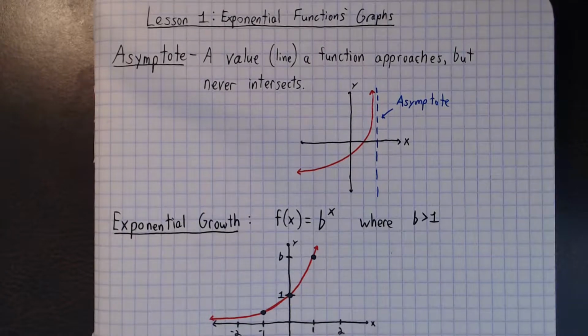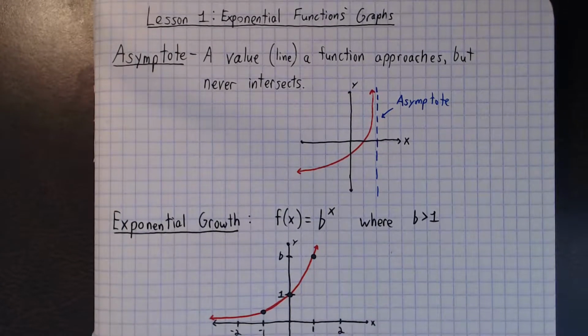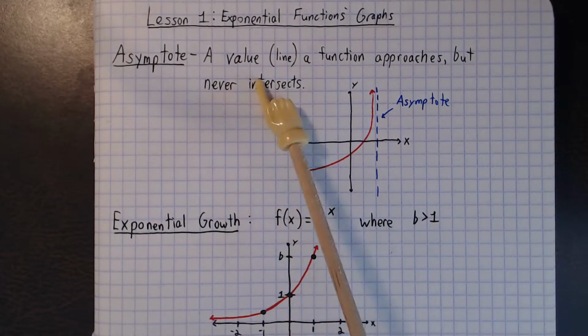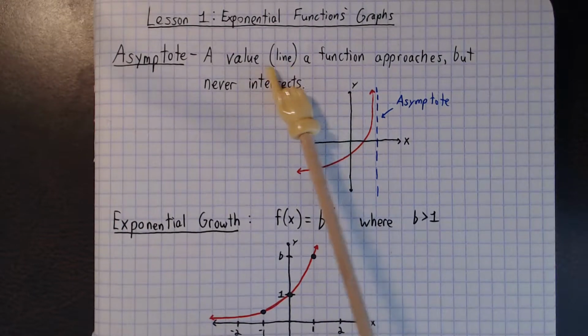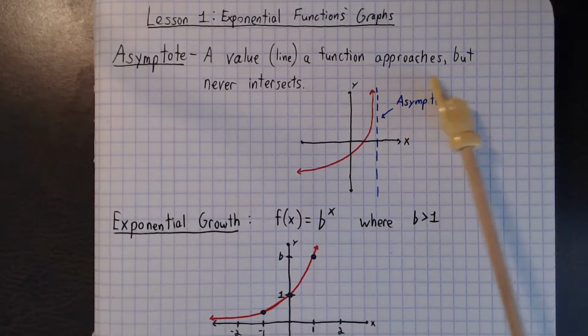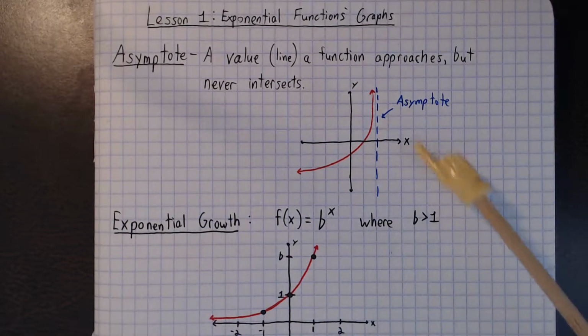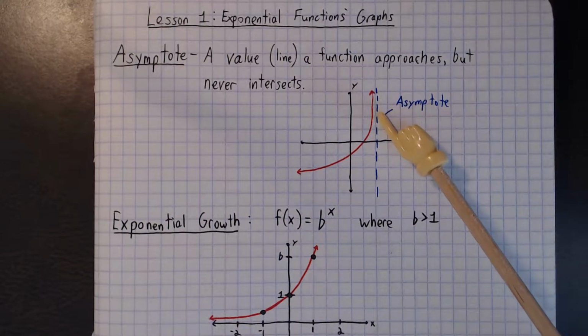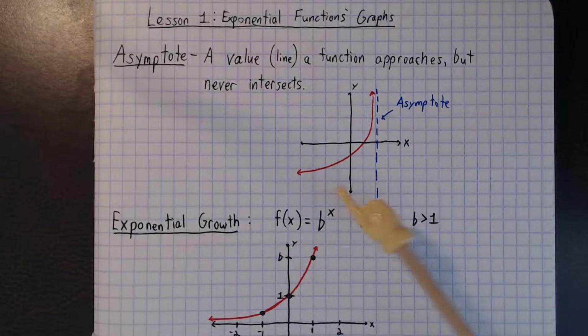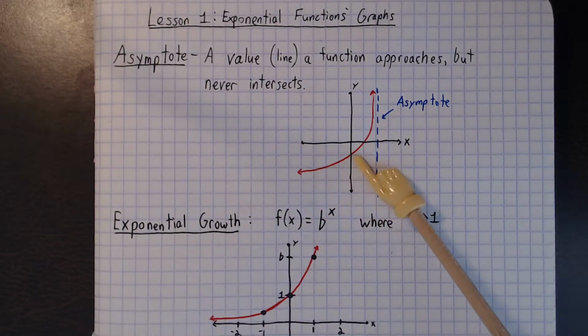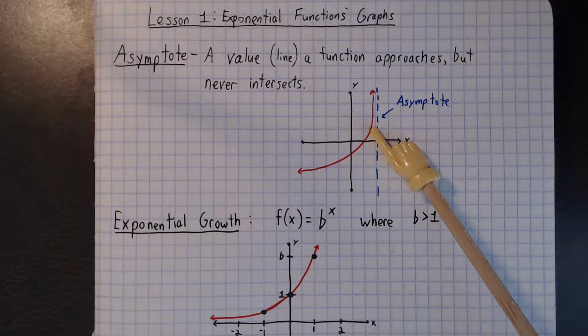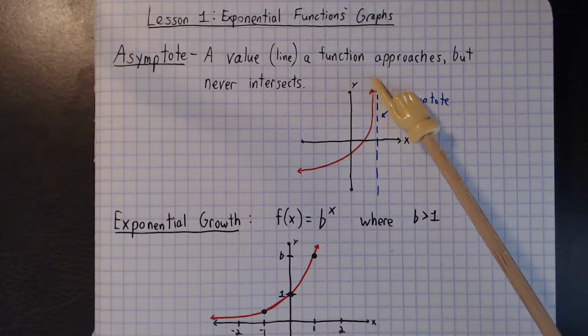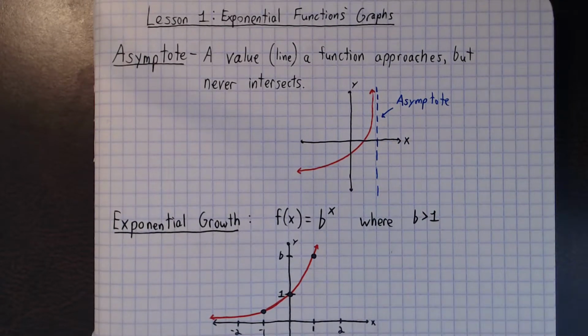Before we get into that, there's one term that we need to go over that you should have seen in Algebra 2, but just in case, it's an asymptote. An asymptote is a value, here we're going to see it in the form of a line, that a function approaches but never actually intersects. So here we see our asymptote. It's in the form of a line. It's vertical. You can see that our function is going towards it, and then all of a sudden, instead of it crossing, it starts to go up, getting closer and closer, but never actually crossing. Okay, that's what an asymptote is.